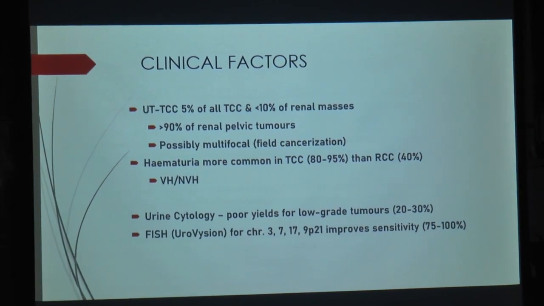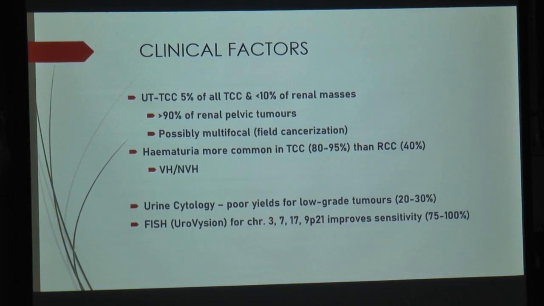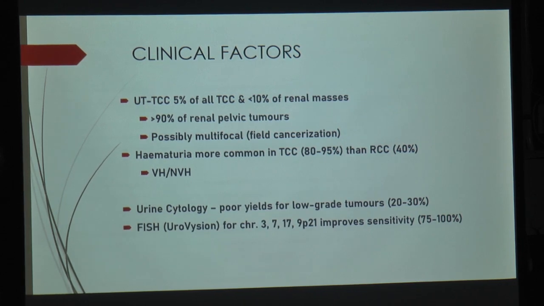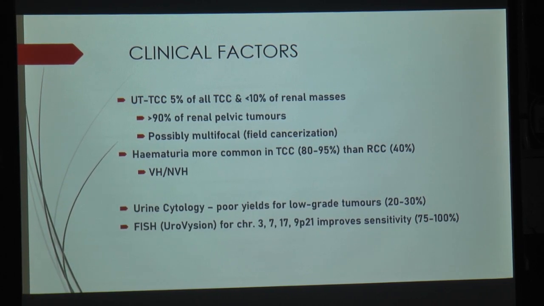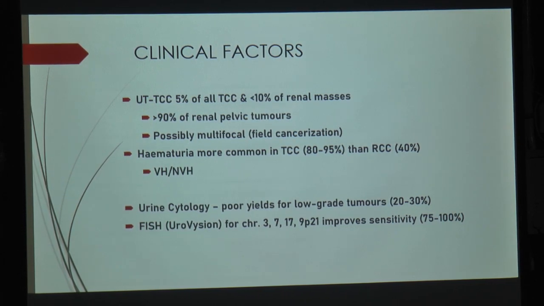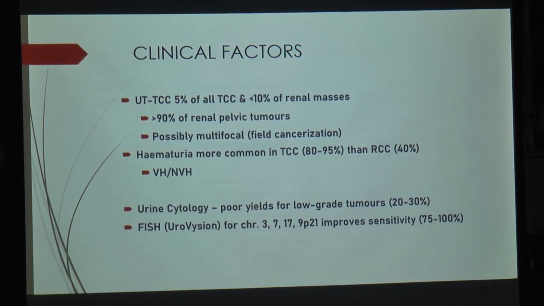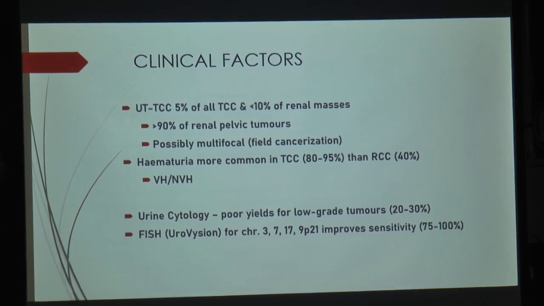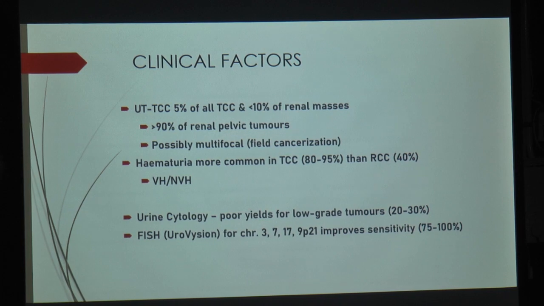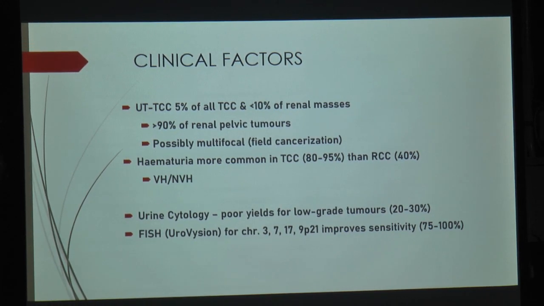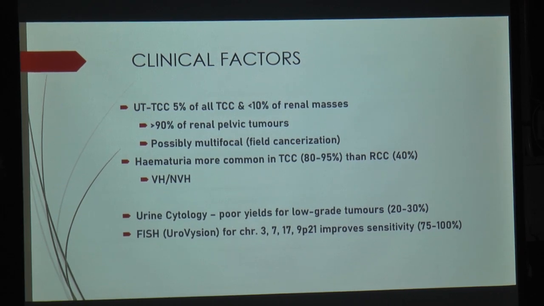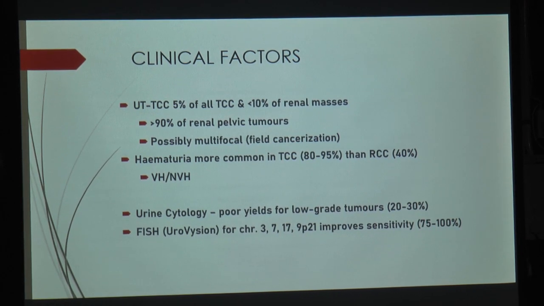On a clinical basis, one thing that we need to remember is that visible hematuria is by far more common in TCC compared to RCC. And on OPD investigations, urine cytology. Now, as we all know, low-grade tumors have very poor yields, high-grade tumors have better yields. But with fluorescence in situ hybridization, FISH techniques, basically UroVysion is the trade name, for altered genes on chromosomes 3, 7, 17 and 9, it improves sensitivity to up to 76 to 100% in various studies.